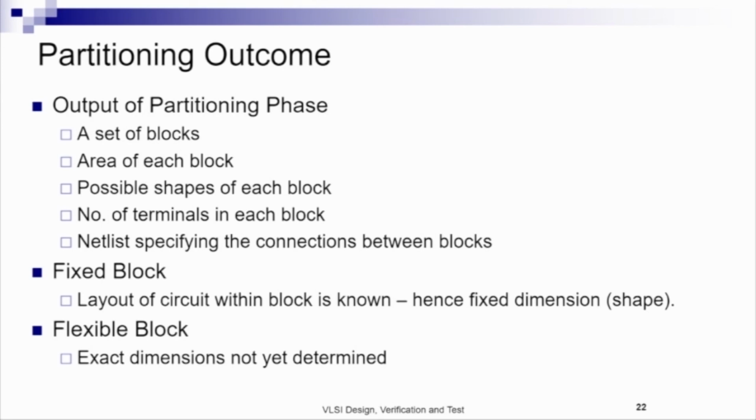And we consider two types of blocks here: a fixed block, where the layout of a circuit within a block is known, hence fixed dimension. So, if the complete layout of the circuit within a block is known, it is pre-designed, then the block is fixed or rigid. And a flexible block, where the exact dimensions are not yet determined. We have an estimate of the area, but the exact dimensions have not yet been determined, and hence their aspect ratios and sizes can be changed within a given bound.